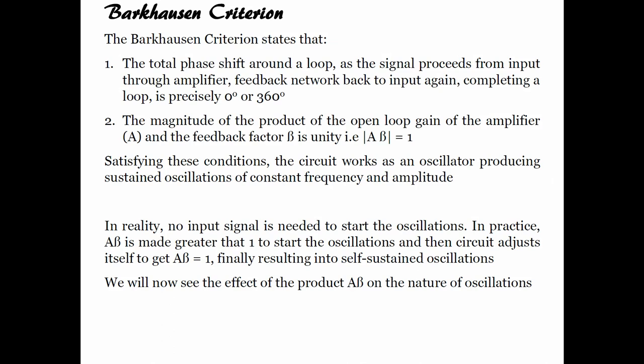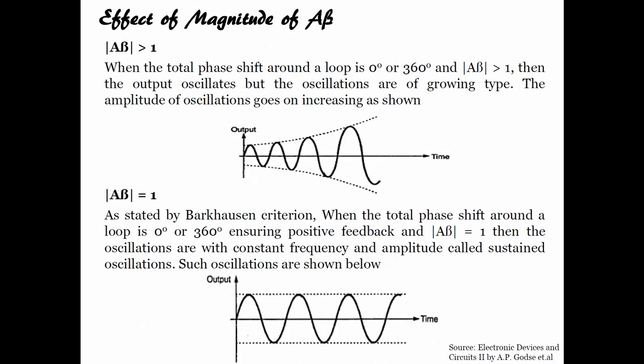And second is the magnitude of the product of open loop gain and feedback factor beta should be 1. All right, so what happens if it is greater than 1, what happens if it is equal to 1, and what happens if it is less than 1? A into beta: A is gain, beta is feedback. When the total phase shift around a loop is 0 degree or 360 degree and A beta is greater than 1, then the output oscillates, but the oscillations are growing type. You can see the oscillations are growing in nature, right.